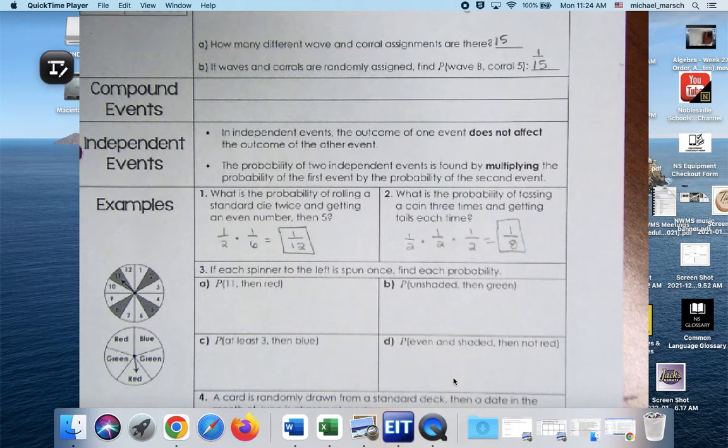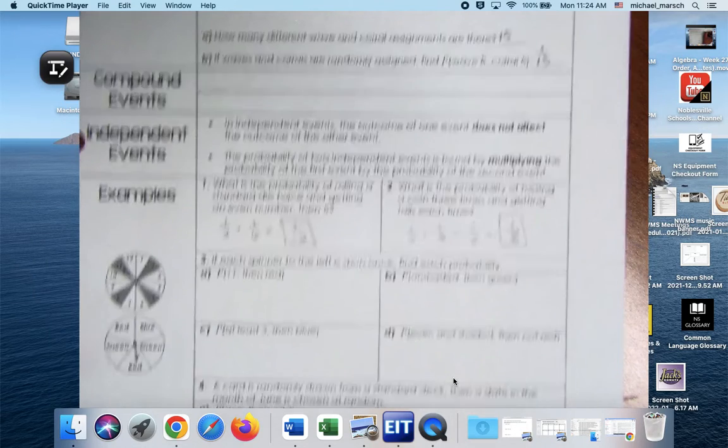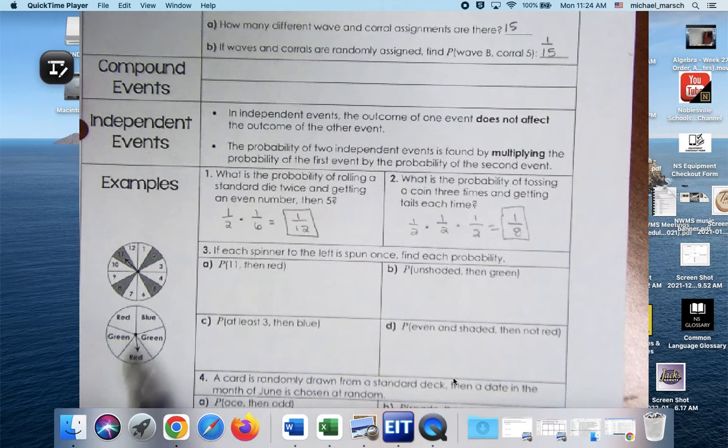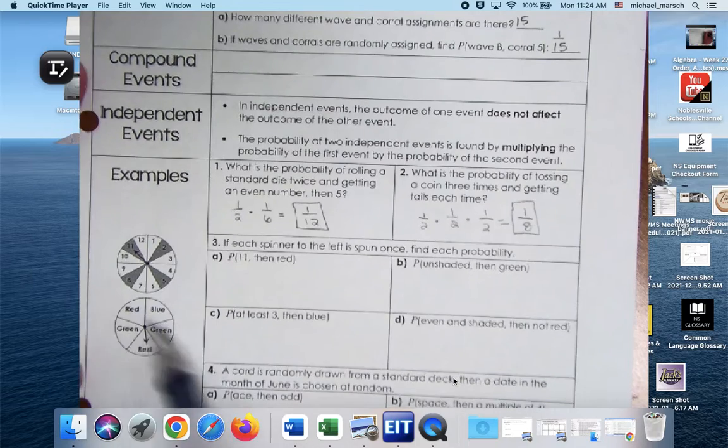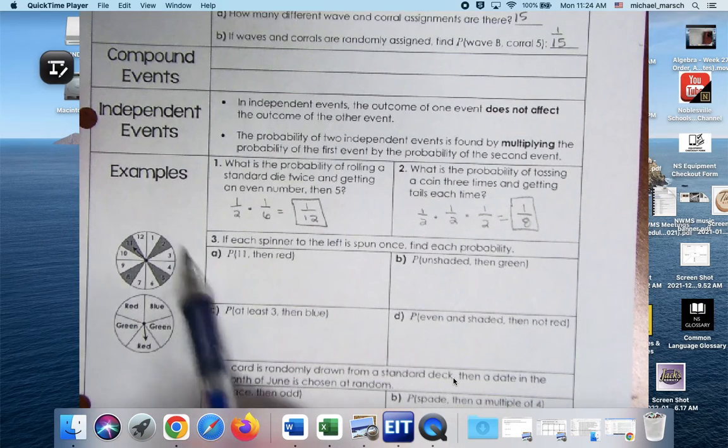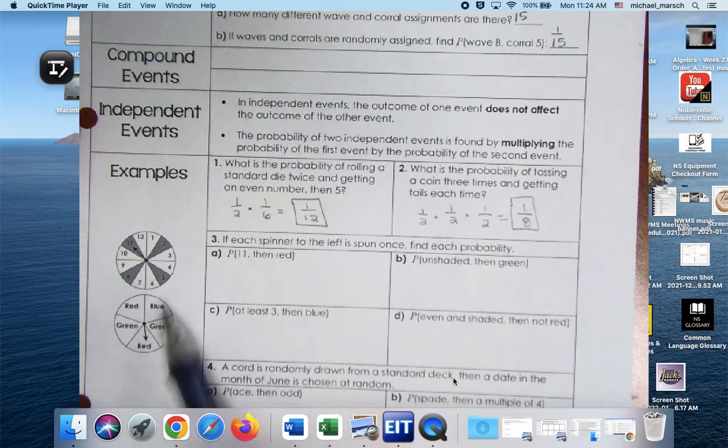Okay. All right, let's look at this A, B, C, and D. These are all related to these 2 spinners here. Notice we have a spinner that has the numbers 1 through 12. Some of them are shaded. And then we have a spinner with red, blue, green, red, green. Okay, so we're going to answer these probabilities.